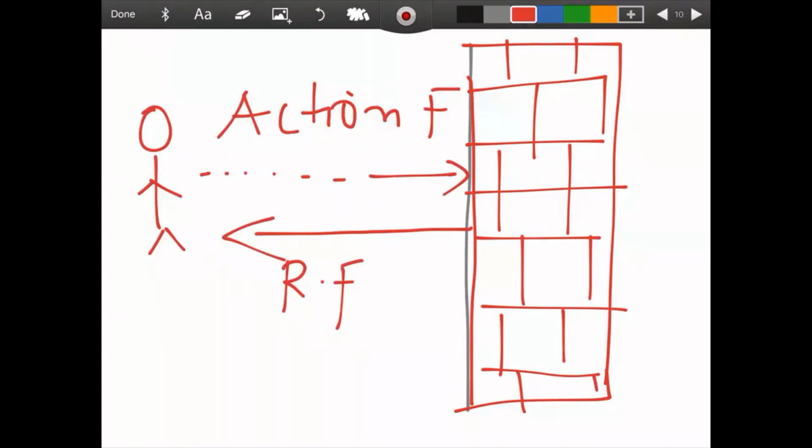You can try this out. You can run very fast and come and kick a wall. I am very sure that the wall won't break, but you will fall down because the wall applies a backward force on you, and that is the reaction force. Getting? So like that, there are numerous examples in nature where you can see Newton's law works.